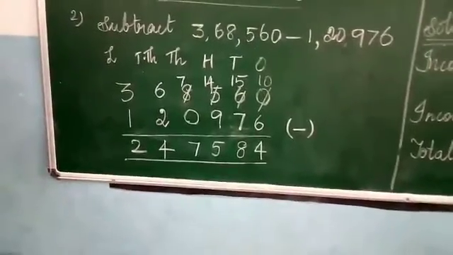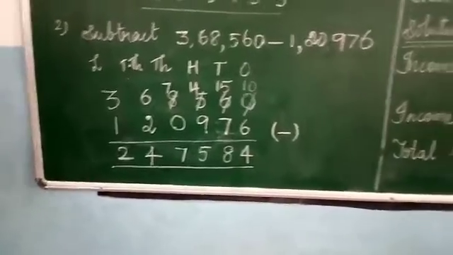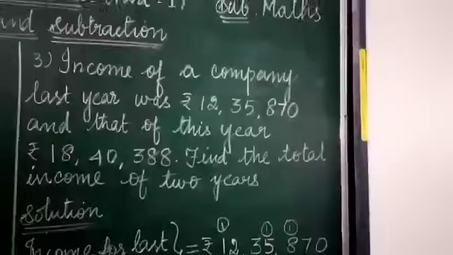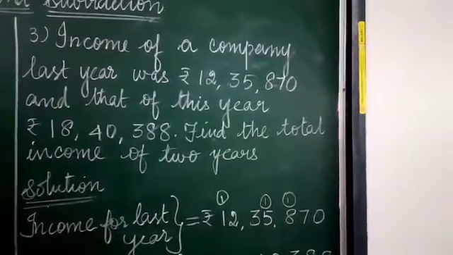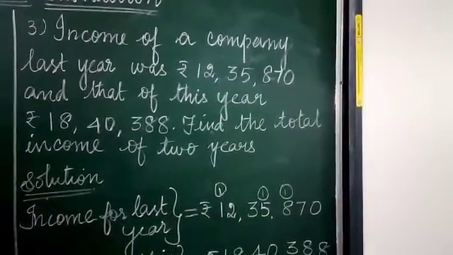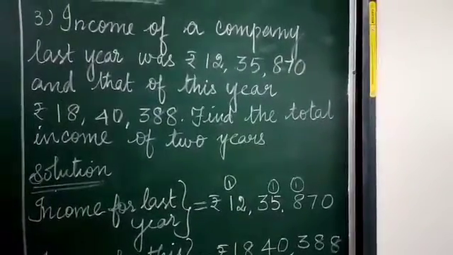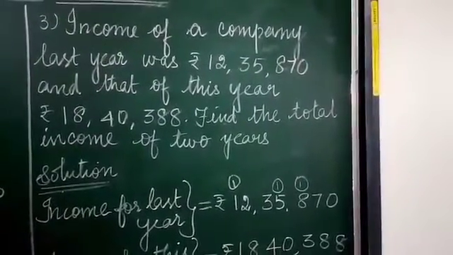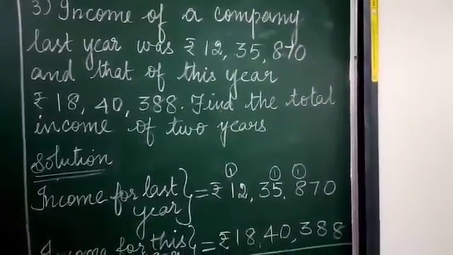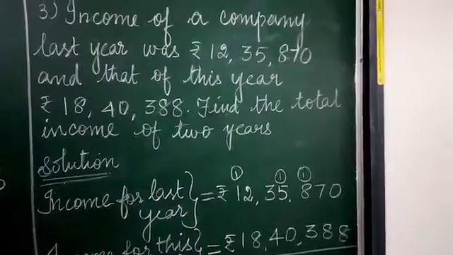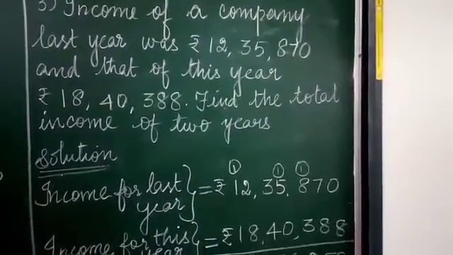So my answer is 2,47,584. Are you clear? Next we come to the word problem in addition. Shall we do it? Income of a company for last year was rupees 12,35,870 and that of this year was 18,40,388. Find the total income of 2 years.